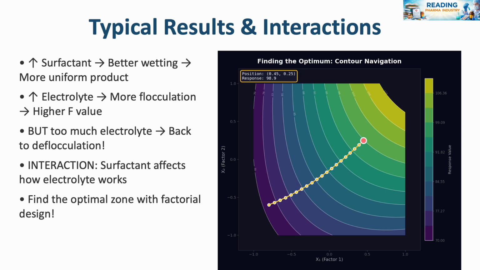But if you keep adding more of your electrolytes, then you end up with deflocculation, and that will have the opposite effect. When you look at the interaction, we always talk about interactions. The surfactant affects how the electrolyte works, so there will be an interaction between both of them. And the reason for this is that in many cases the surfactant will be a salt of a fatty acid. For example, sodium lauryl sulfate. Even if the surfactant is not ionic, it will interact by hydrogen bonding.